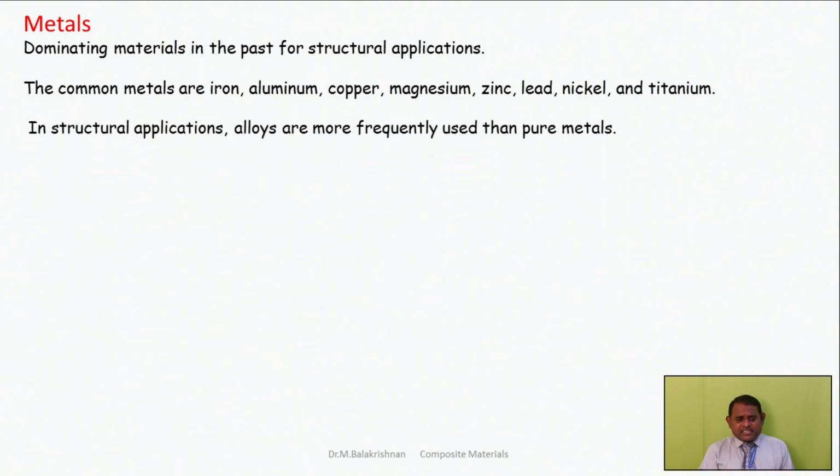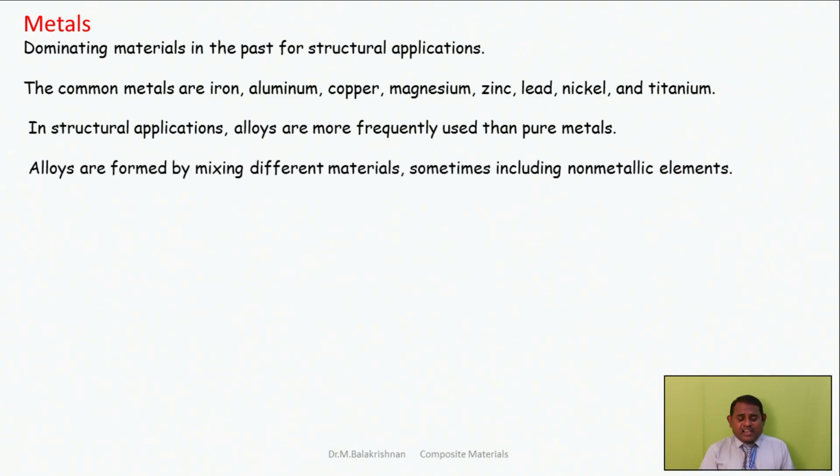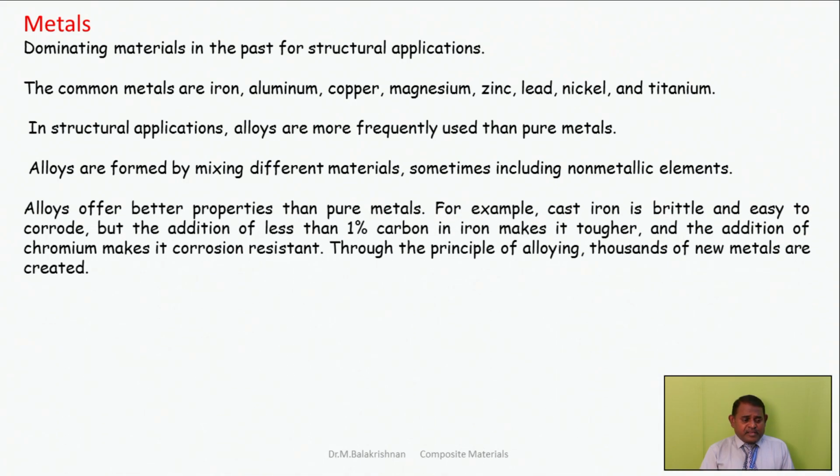In structural applications, alloys are more frequently used than pure metals because of their various advantages like high strength, corrosion resistance, wear resistance, and good toughness, which can be achieved when specific alloying elements are added. Because of these reasons, alloys are used. As the name itself suggests, alloys are formed by mixing different materials. Sometimes they can include non-metallic materials too. And alloys offer better properties than pure metals.